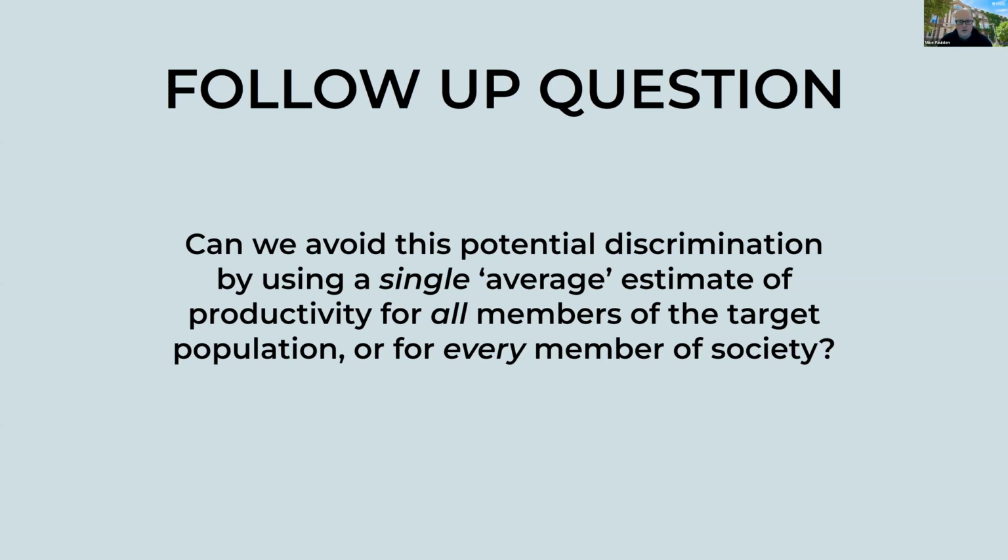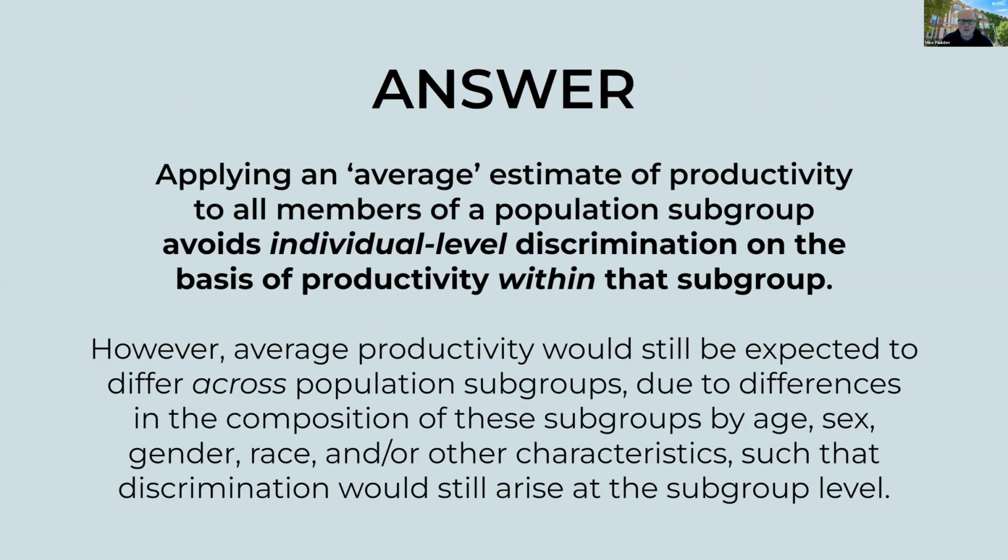Okay, so can we just aggregate away this problem? So if we were to apply an average estimate of productivity to all members of a population subgroup, this would avoid individual level discrimination on the basis of productivity within that subgroup. However, average productivity would still be expected to differ across population subgroups due to differences in the composition of these subgroups by age, sex, gender, race, and/or other characteristics, such that discrimination would still arise at the subgroup level.